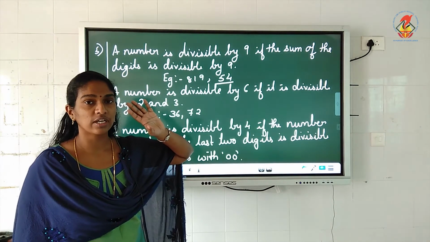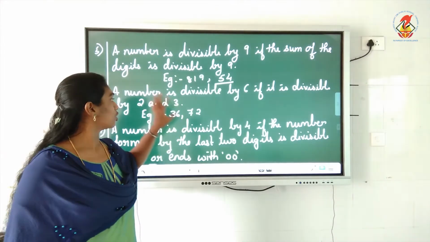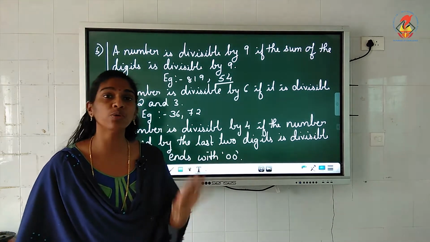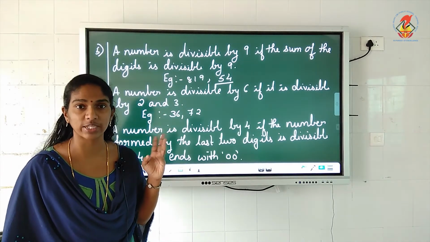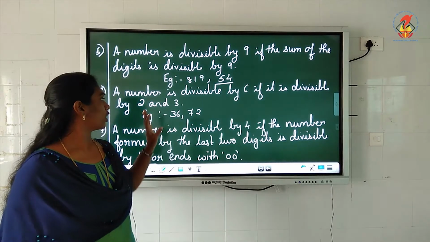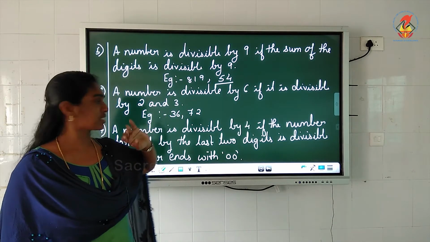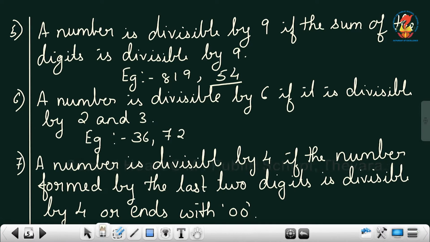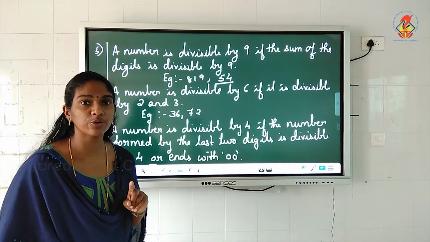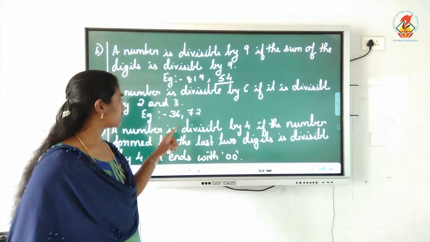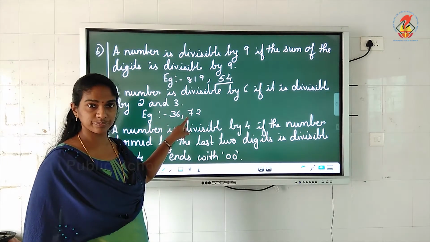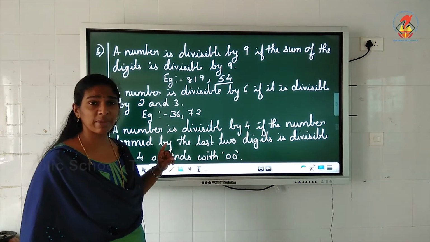Okay children, understood? So for 6, you have to see whether it is divisible by 2 and 3, and you know how to check for 2 and 3, isn't it? So it is divisible by 6. You can see the example 36. Is 36 divisible by 2? Yes, because 6 is the last digit, it's an even number. Yes. Now, is it divisible by 3?